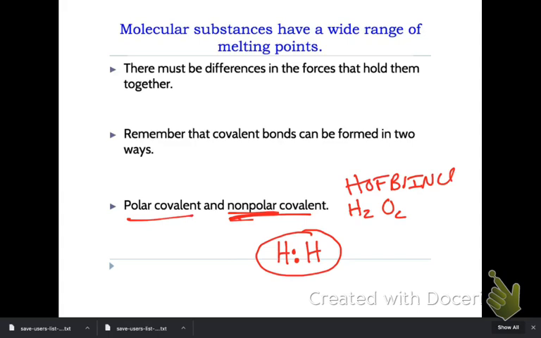So if it's polar covalent, you're going to see an uneven sharing of the electrons. You're going to have those oppositely charged ends. If it's nonpolar covalent, they're going to be sharing those electrons equally.